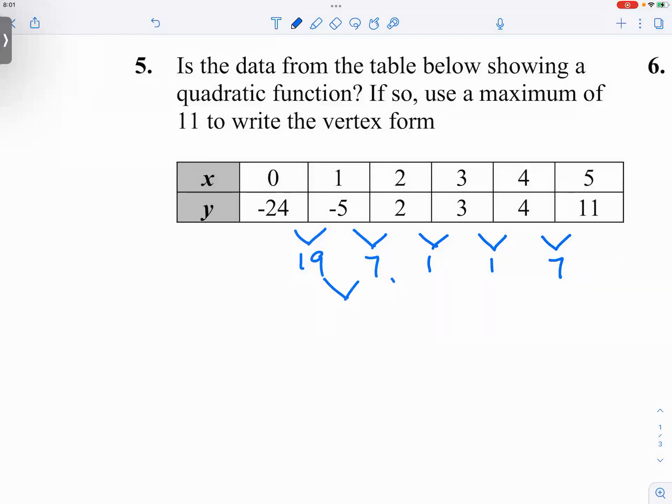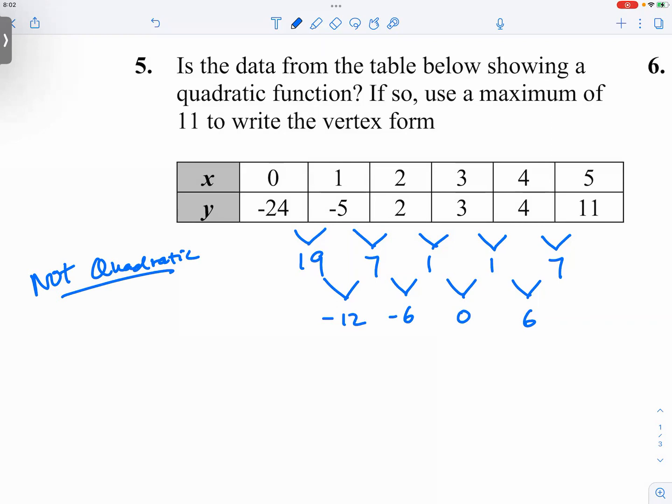And then we will go ahead and do another subtraction here. So 7 minus 19 would be negative 12. 1 minus 7 would be negative 6. 1 minus 1 would be 0. 7 minus 1 would be 6. So if you look at this, they're not the same thing either. So then we can conclude that it is not quadratic. Okay, we can stop right here.